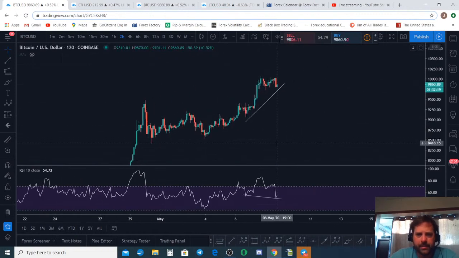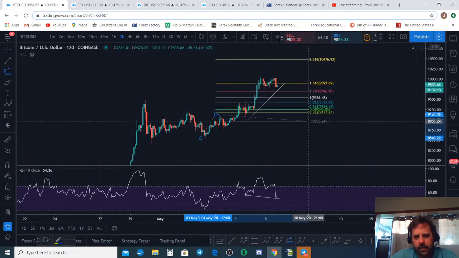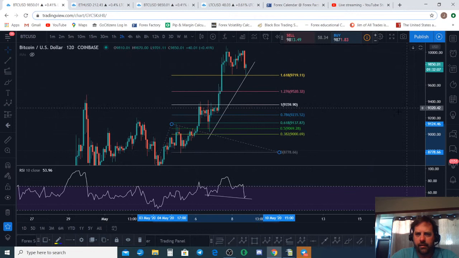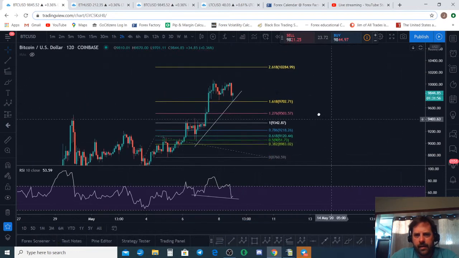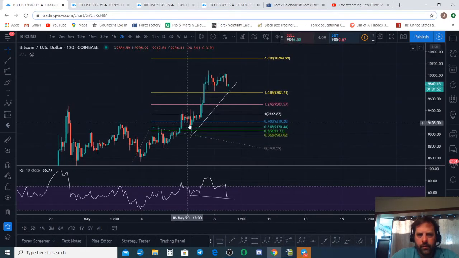What would we expect? Let's measure that. This kind of came up. We're targeting 10,300 right now, guys. The next fib here is at 10,003.4.